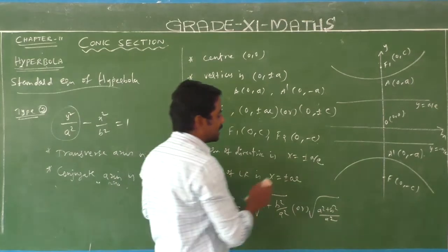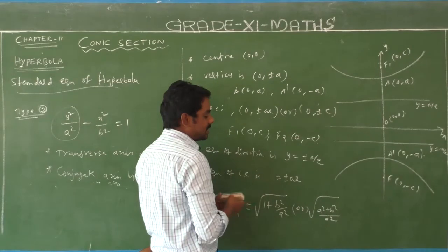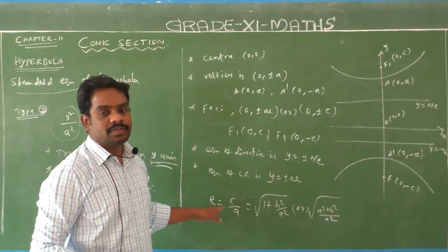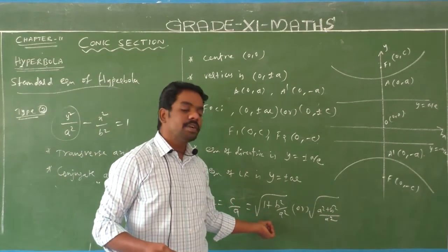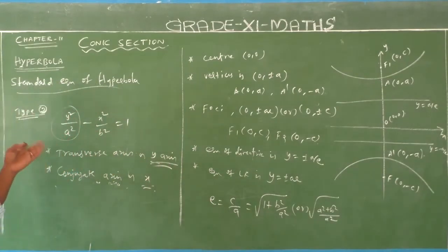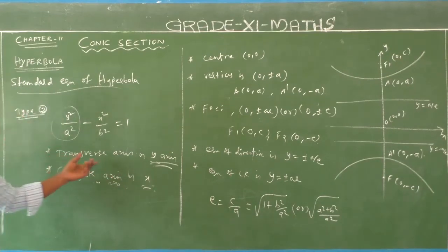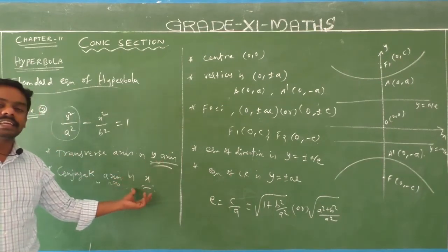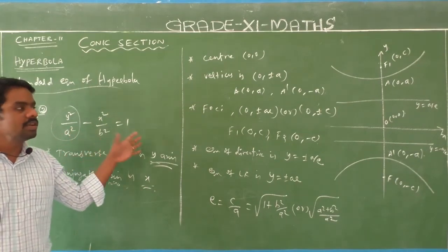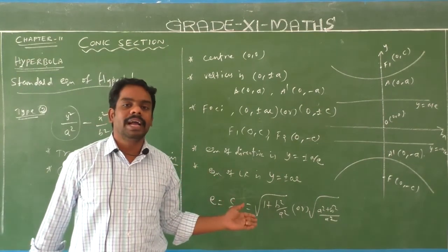So the equation of the directrix is y equal to plus or minus a by e, and the equation of the latus rectum is y equal to plus or minus ae. The eccentricity is the same: c by a, or root of 1 plus b squared by a squared. This is the type 2 hyperbola. Type 1 has the transverse axis as the x-axis and the conjugate axis as the y-axis. Type 2 has the transverse axis as the y-axis and the conjugate axis as the x-axis. Here the equation of the hyperbola is y squared by a squared minus x squared by b squared equal to 1, with its center, vertices, foci, directrix, latus rectum and eccentricity.